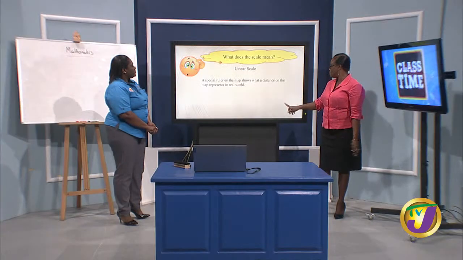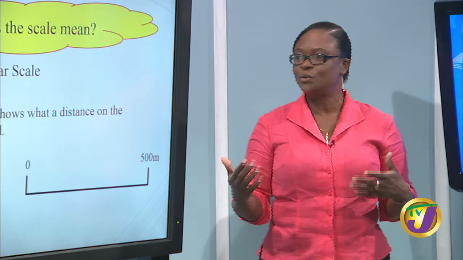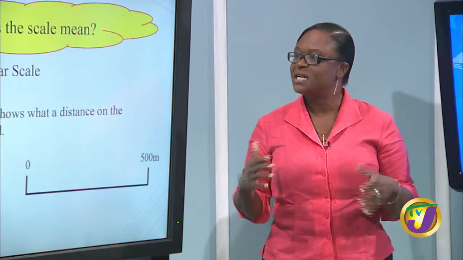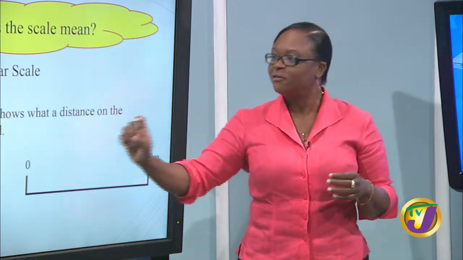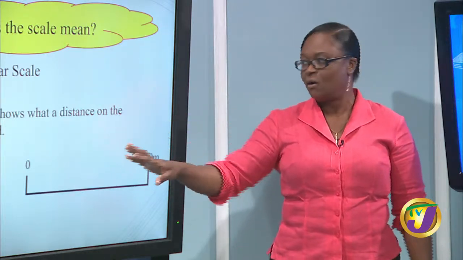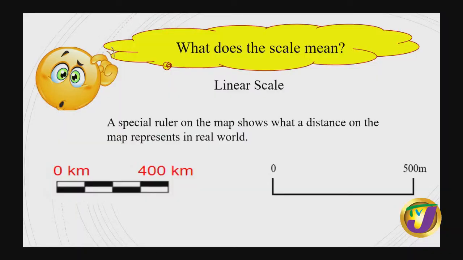And we have this one. Now, persons who do a lot of geography, map reading, things of that nature, often see this one represented also. This is a linear scale. What is it? The linear scale is a special ruler on the map which shows what a distance on the map represents in real life. Yes. For persons in geography where they do contour drawings and stuff, this is what they use most of the time. That's right.